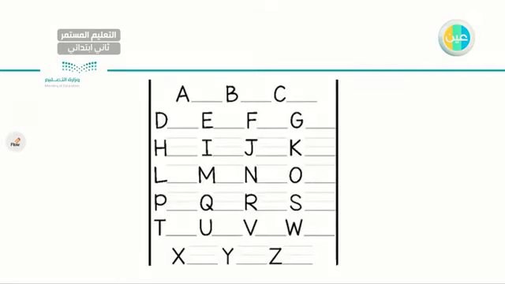Now, I have all these letters. Let's read them one last time. I have the capital letters starting from A. Let's say them together. A, B, C, D, E, F, G, H, I, J, K, L, M, N, O, P, Q, R, S, T, U, V, W, X, Y, and Z. Let's go to the next one.